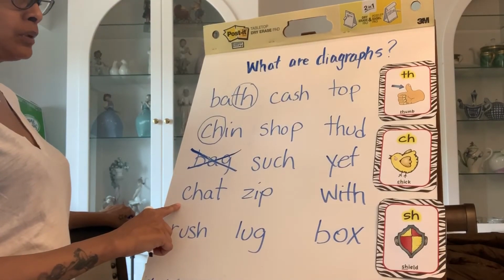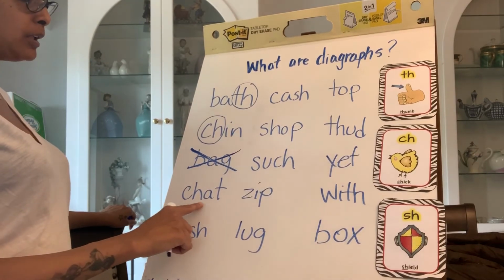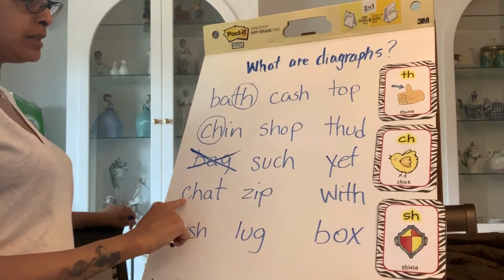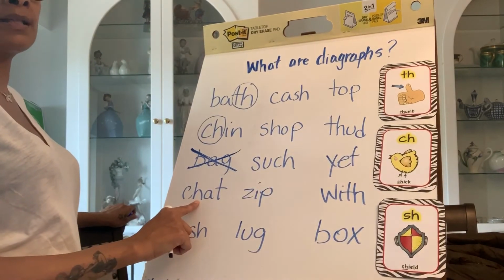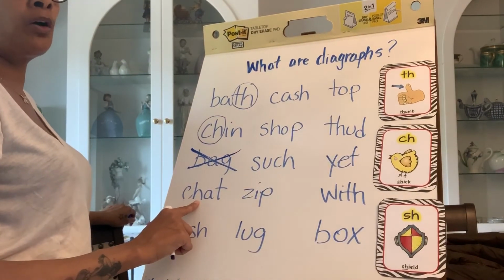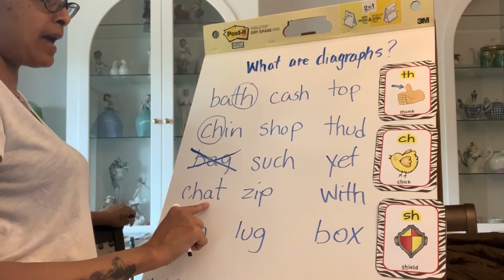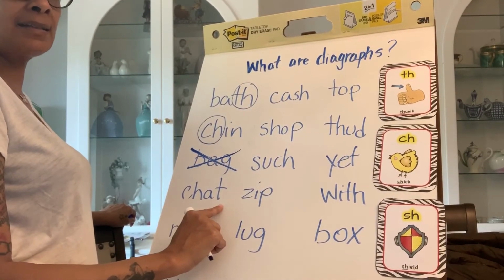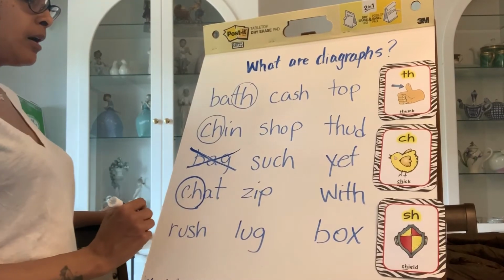Let's go to our next one. Let's first see if we see a digraph. If you look at the word, we see the CH. So we already know that we're only going to make one sound. It's 2 letters, but we're only going to make one sound. Ch. So this would be ch, at, chat. And then we would circle our CH.